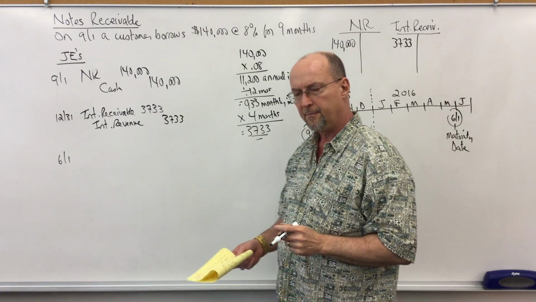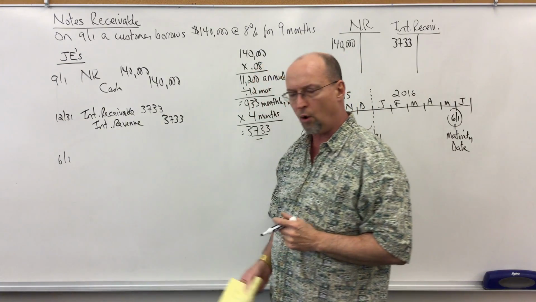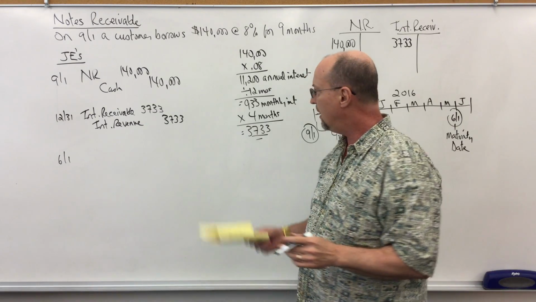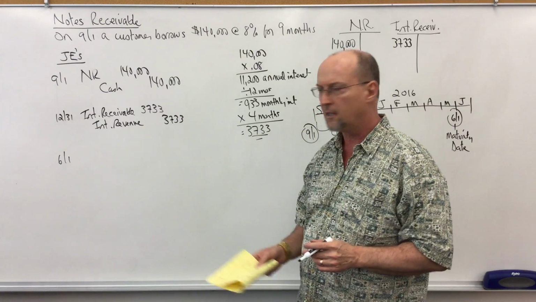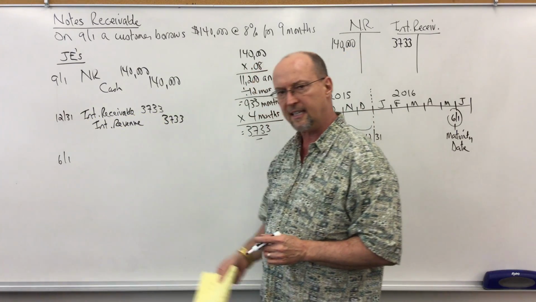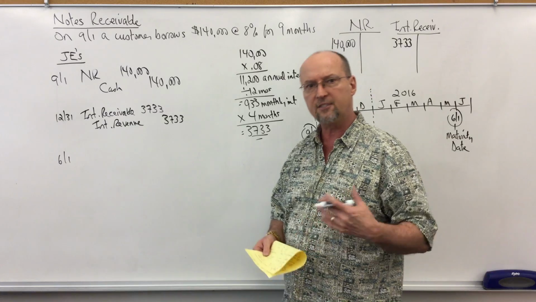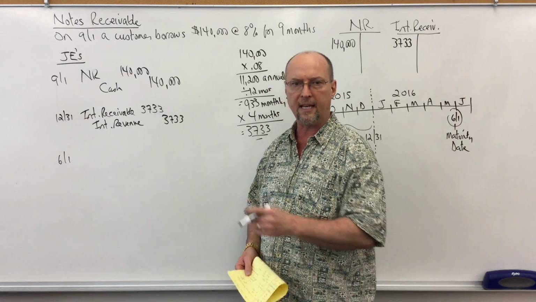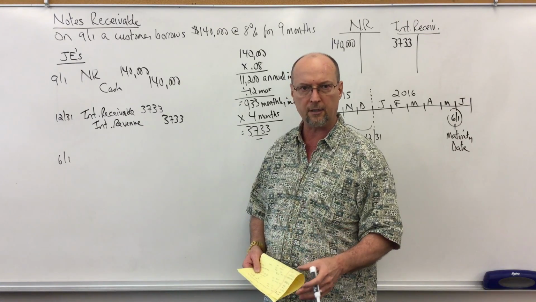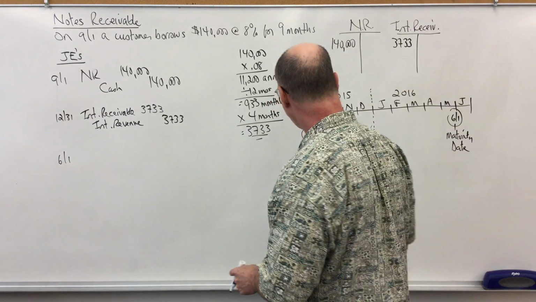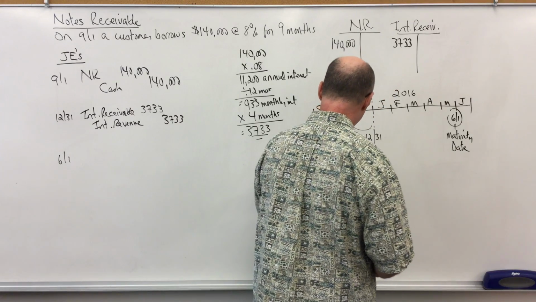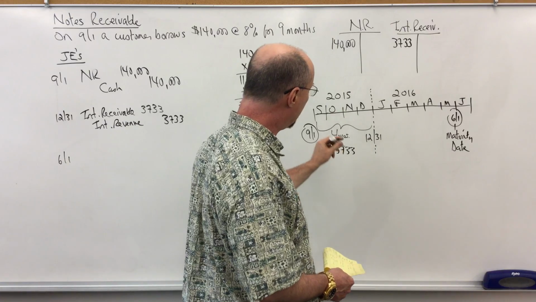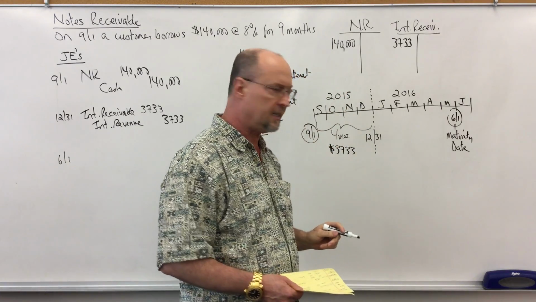Now remember, interest revenue, like all revenue accounts, gets closed out, gets set back to zero at the end of the year, December 31st. Interest receivable is an asset. It does not get closed out. It sits on the books until we collect the money, and at that point we get it off the books, meaning our accounting records. Okay, so we accrued $3,733 of revenue that was recognized in the year 2015.